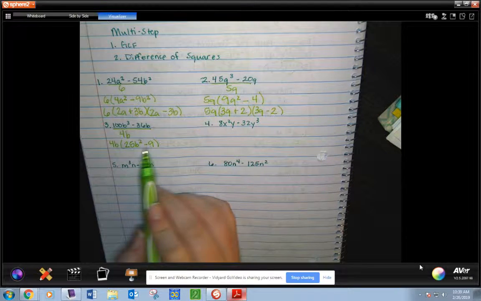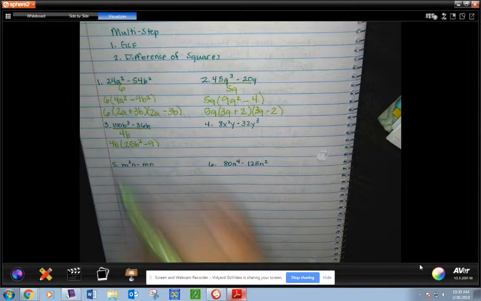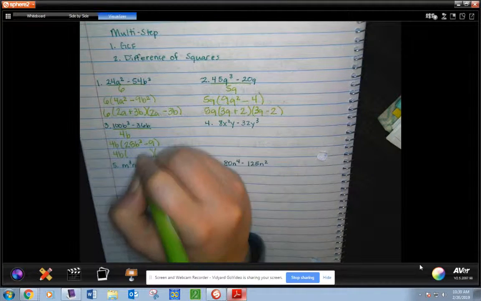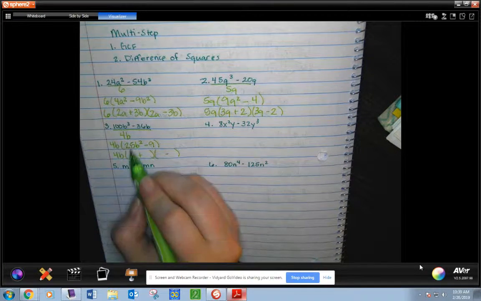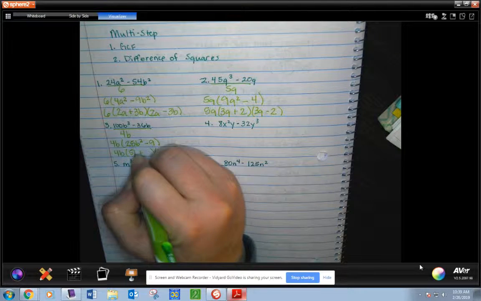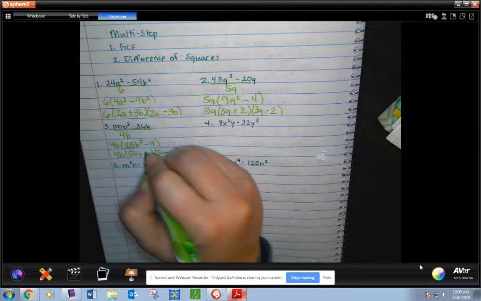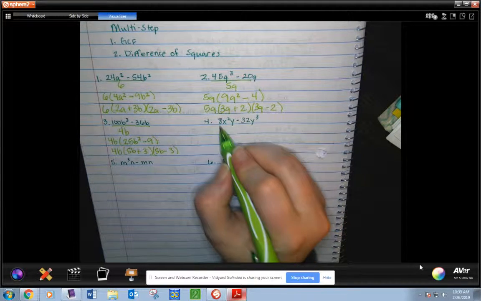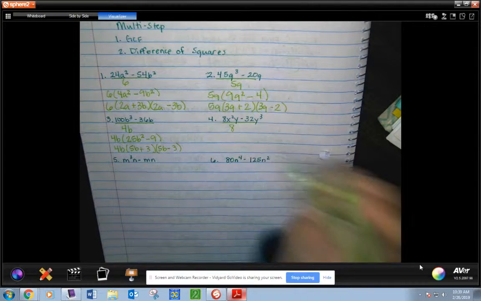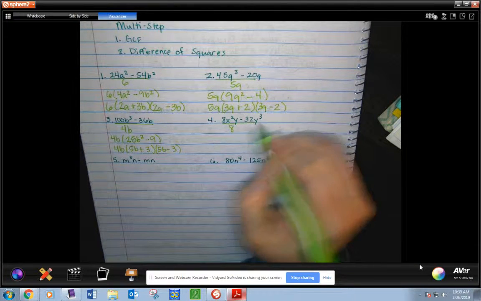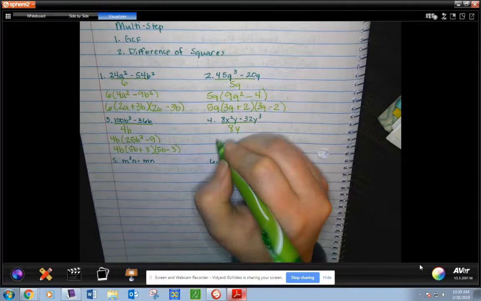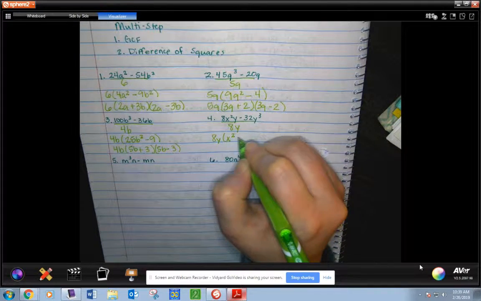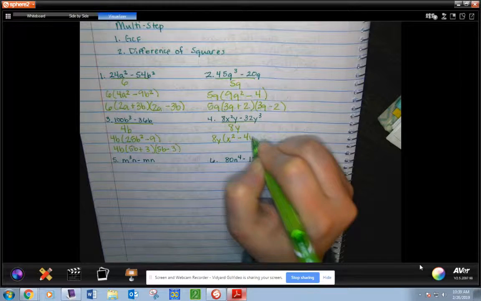Okay, now I got to see if this is subtraction in perfect squares, which they are. So I'm going to take 4B, open up two factors. One's a plus, one's a minus. 25B squared will split to 5B. 9 will split to 3. Okay, for number 4, this time I can divide out an 8. They don't share an x, but they do share a y. So when I divide out 8y, that leaves me with x squared minus 4y squared.